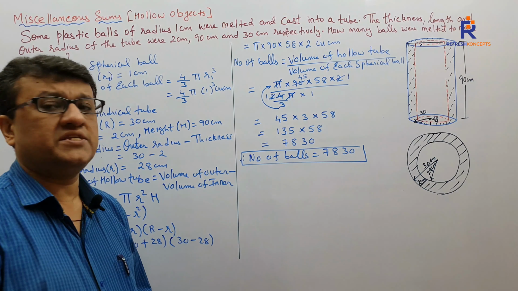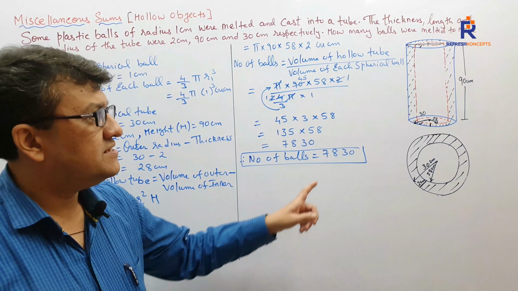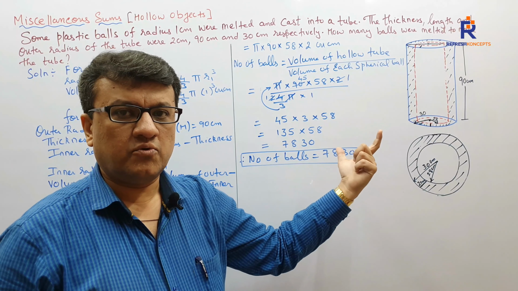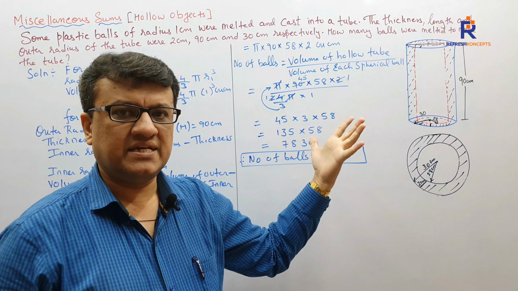Right, children? Quite simple. But what we had to understand from the diagram is how we can get the volume of the hollow tube: volume of outer minus volume of inner. Right?